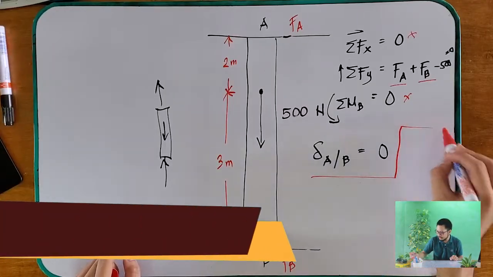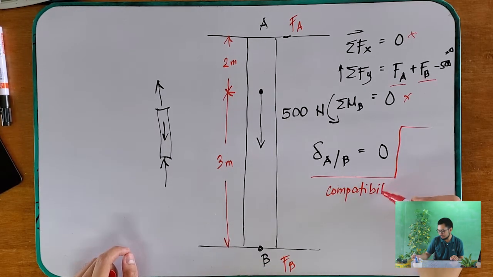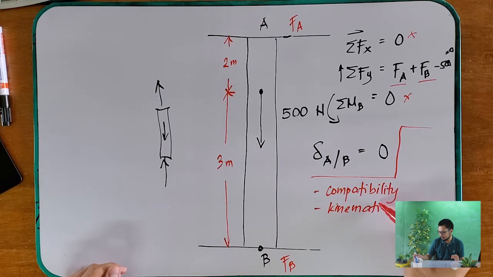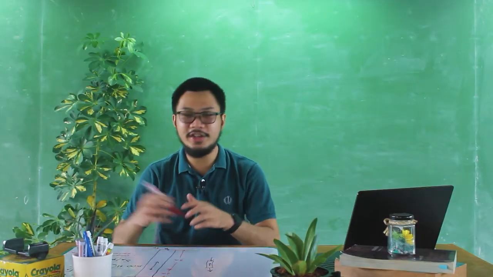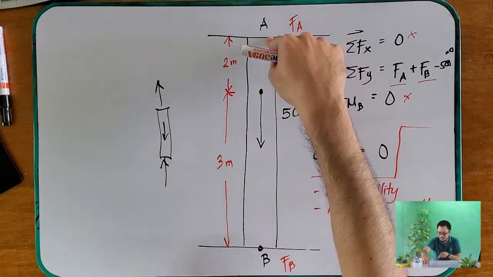Okay? We have created an equation outside of our equilibrium equations, and we made use of the deformation that we have learned. And this is what you call your compatibility, or your kinematic condition. And usually, I call this one the compatibility equation. So, the deformation of A with respect to B is your compatibility equation. And what does this mean?